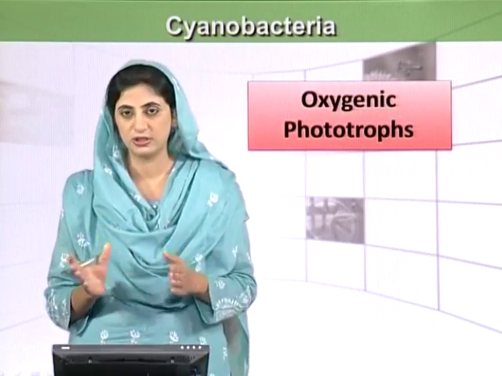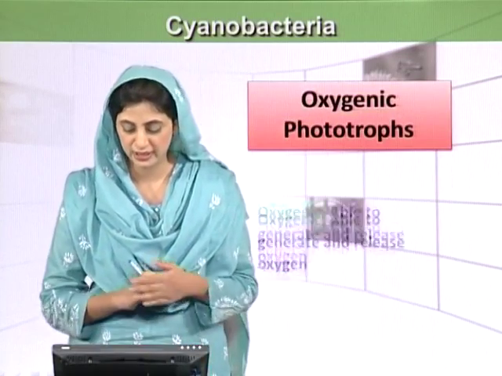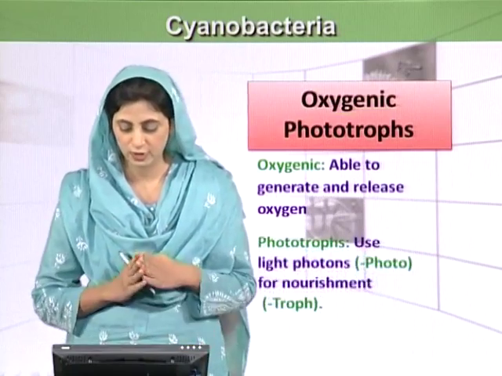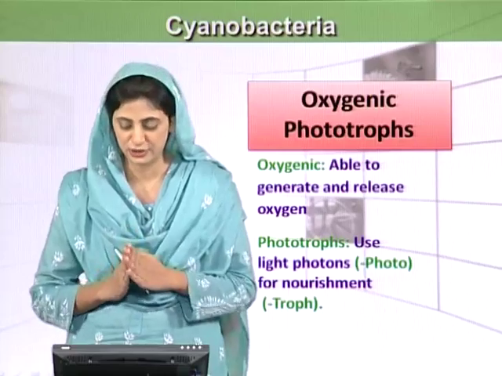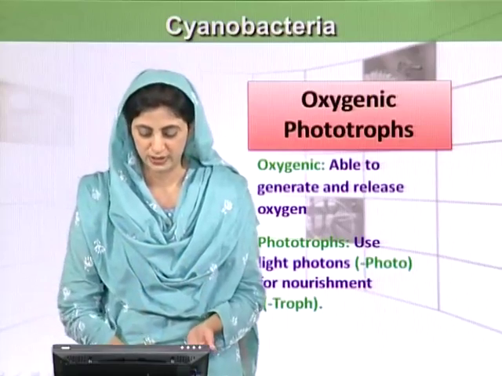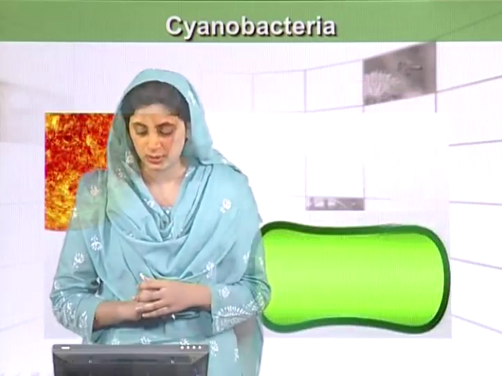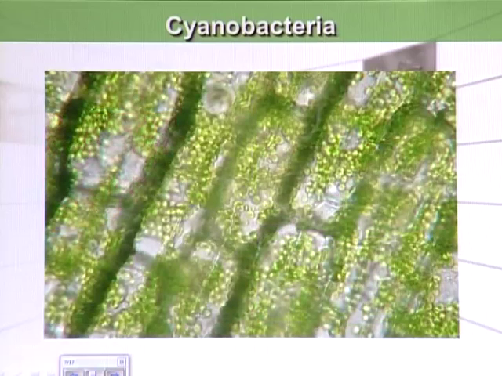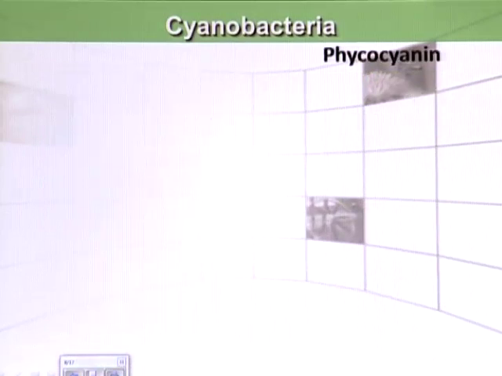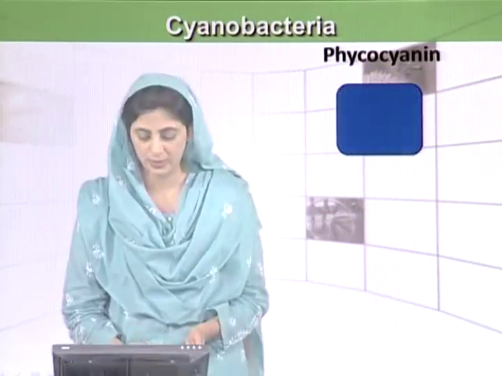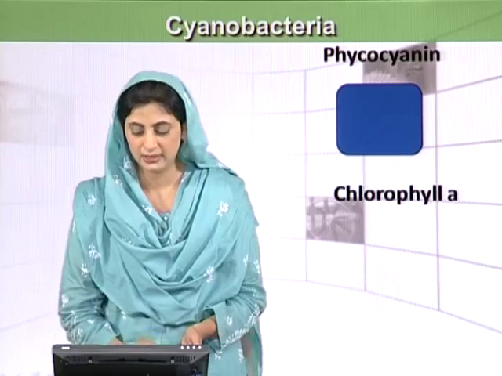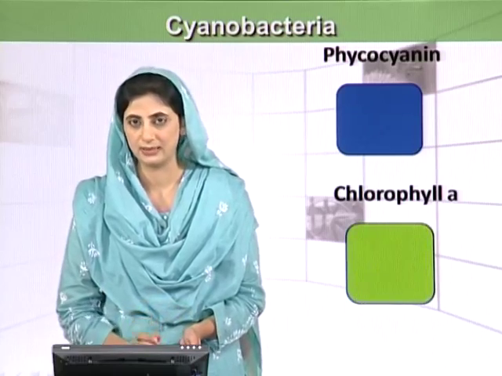So these are oxygenic phototrophs. Oxygenic means they are able to generate and release oxygen, while phototrophs means that they use light energy or light photon for nourishment. So they capture light energy from the sun and produce oxygen. They also have pigments. They have phycocyanin, which is a blue pigment. In addition, they have chlorophyll A, which is a green pigment. That is why they were previously called blue-green algae.